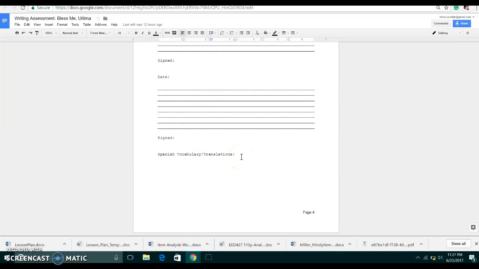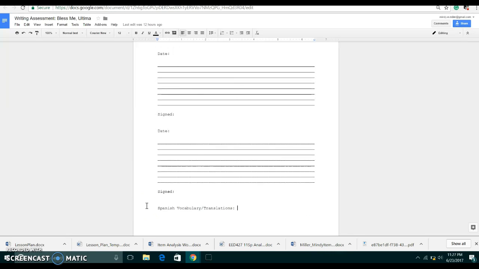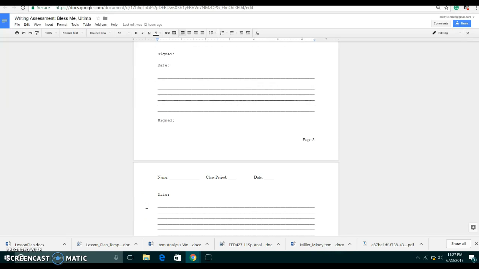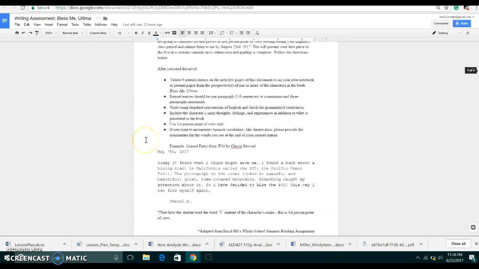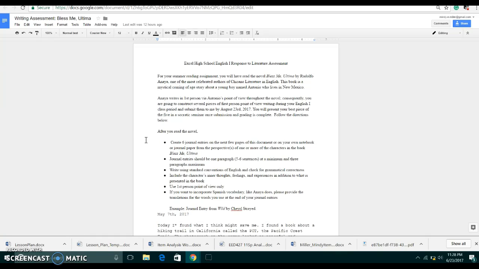Lastly, I told the students that if they wanted to include Spanish vocabulary in their writing assignment, they needed to provide the translations for those Spanish vocabulary words down here. The reason that I did this is because Rudolfo Anaya's book has Spanish throughout it. He's actually bilingual, and so the novel pulls from both Spanish and English to create this beautiful piece.